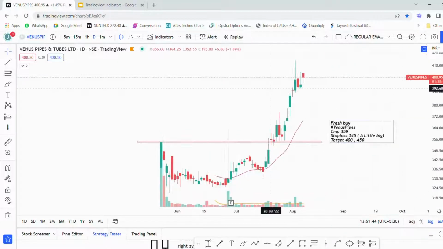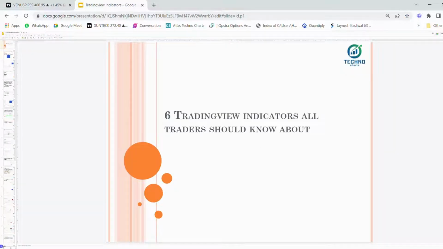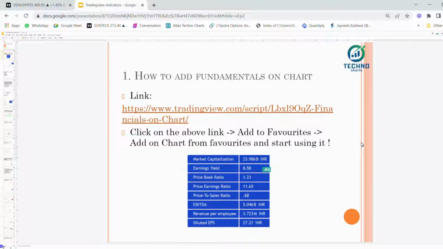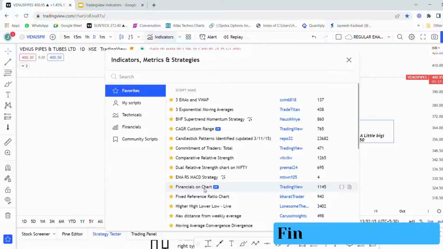So let us check the chart of Venus Pipes as of now, and we will go to the indicator section. And basically the indicator that we are going to talk about is how to add fundamentals on the chart. For that, the link is there in the description below. You can use the link to add the script on the chart, right? I already have it in my favorites, so I will add it from here directly. It is an indicator made by TradingView, and the name of the indicator is Financials on Chart. And I will click on the indicator.